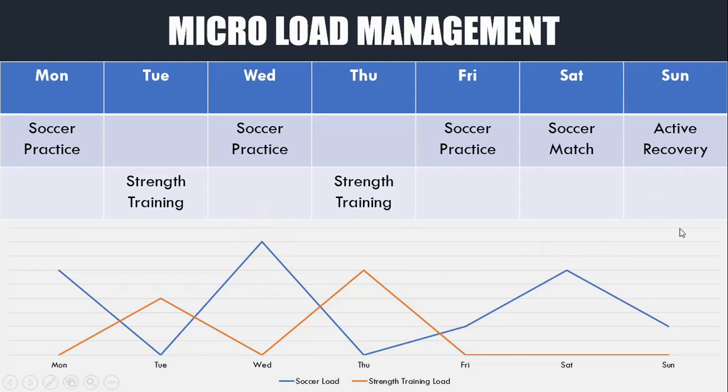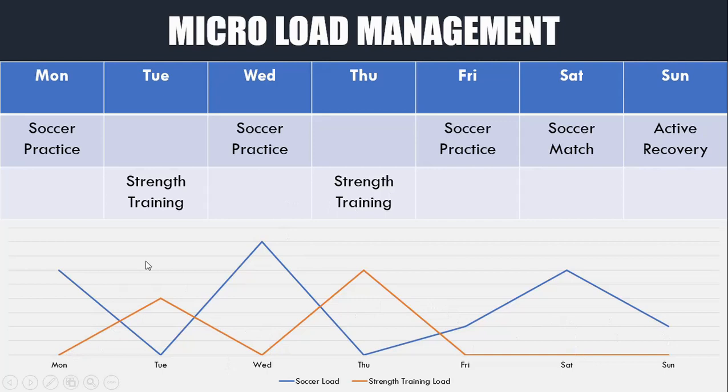And then finally, our active recovery session is obviously going to be very low volume, but we don't want to be doing nothing. We're going to make sure we do something in order to actually speed up the recovery process. So as we can see, this is undulated in a way that's going to be most beneficial for our match on Saturday. Now, with only 2 strength training sessions in the week, we're obviously going to have no load on Monday, Wednesday, Friday, Saturday, or Sunday.